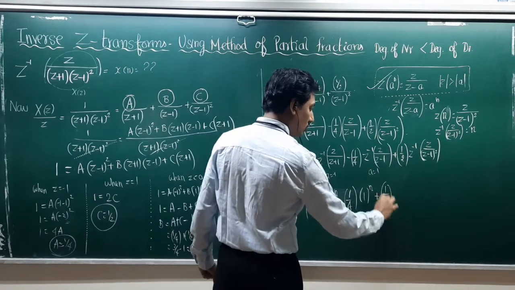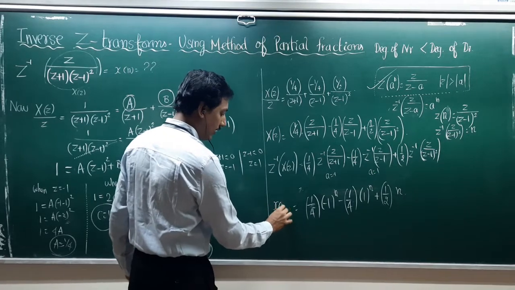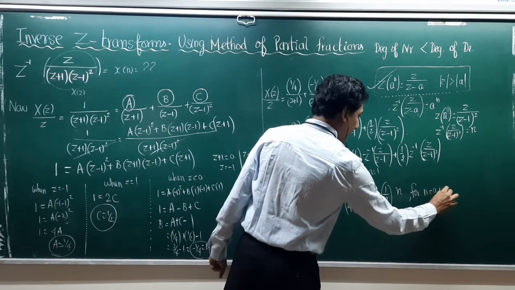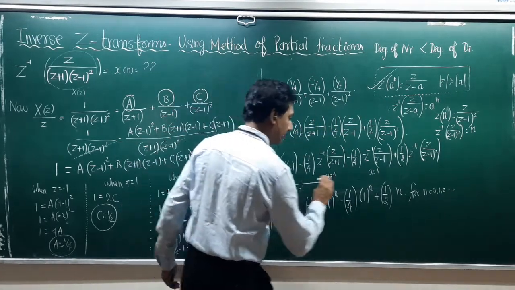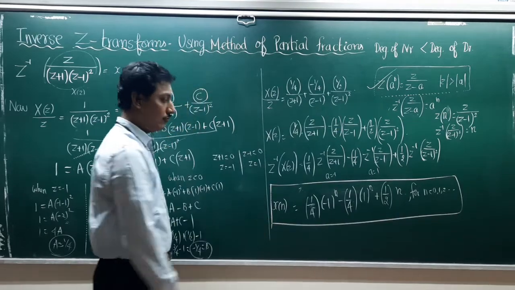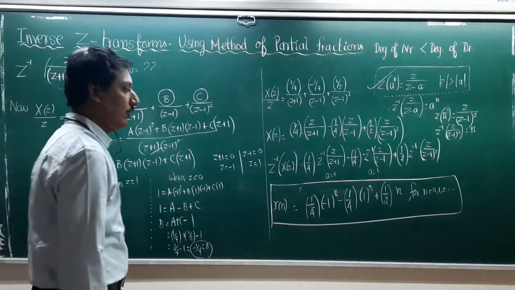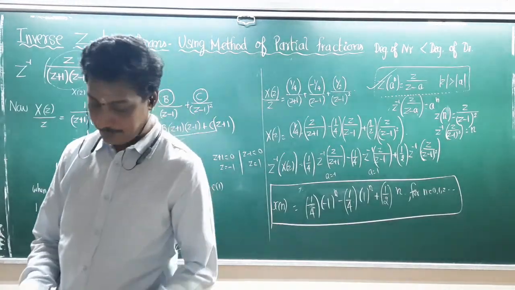So what's the last one? 1 by 2 into the Z inverse of Z by Z minus 1 whole square, which is n. So this is my required Z inverse of the given function. This is the answer: X of n is equal to 1 by 4 into minus 1 whole power n, minus 1 by 4 into plus 1 whole power n, plus 1 by 2 into n, for n equal to 0, 1, 2, 3, etc.